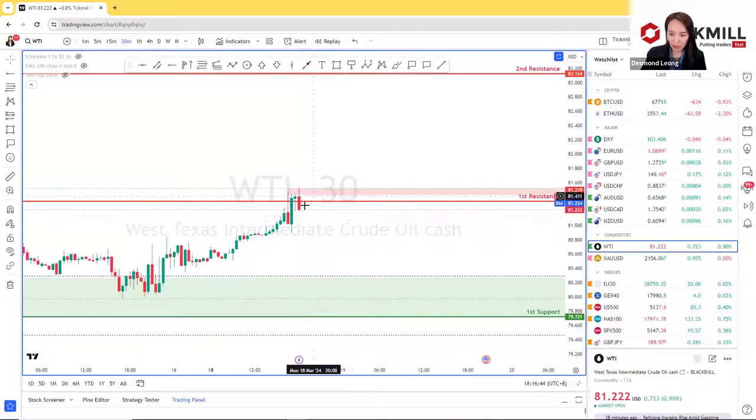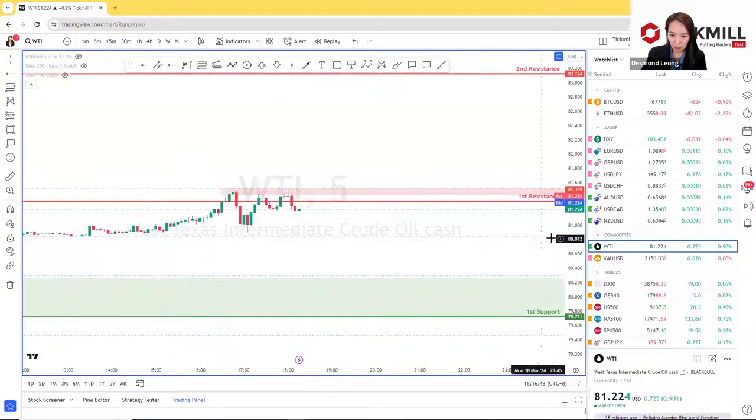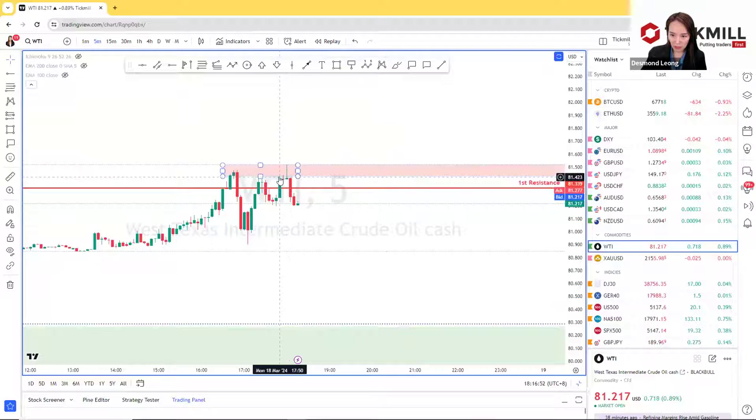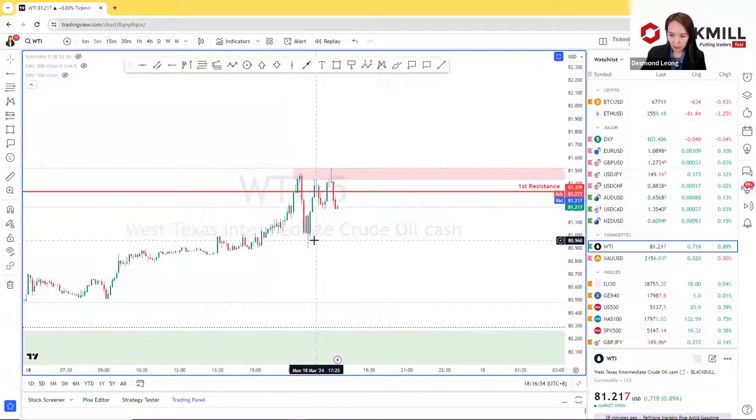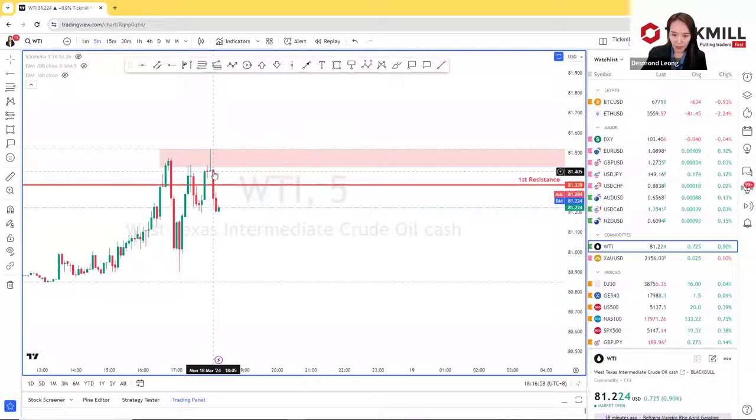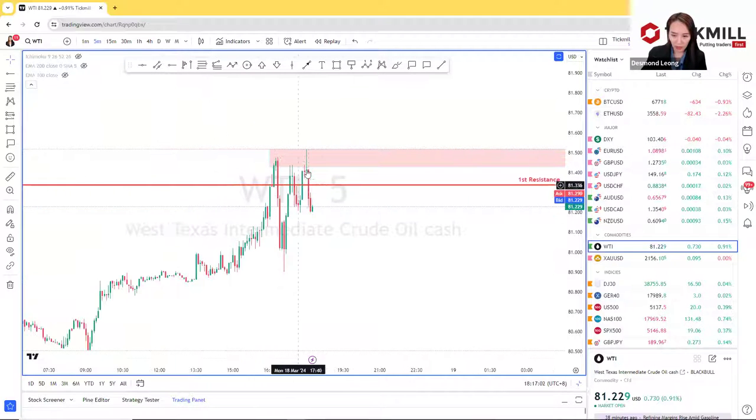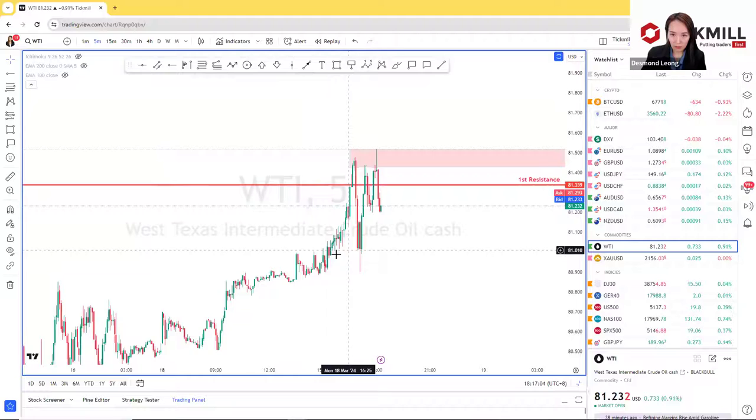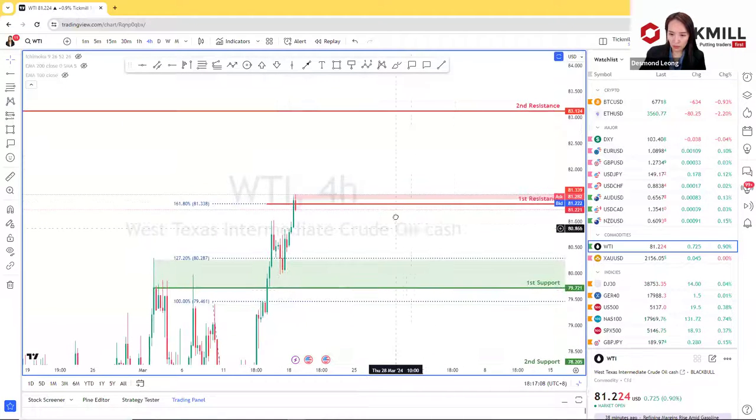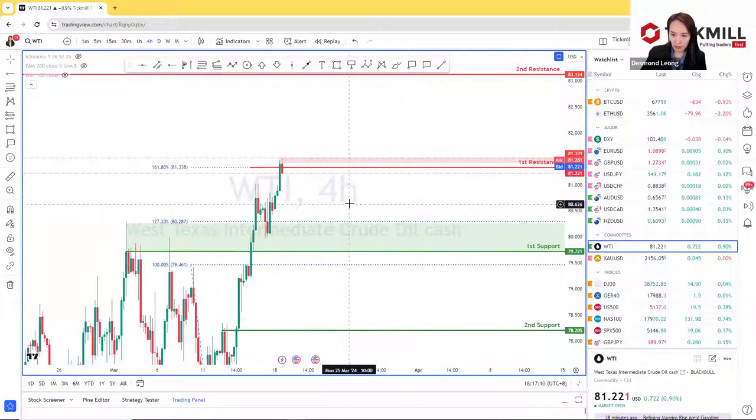M30 still hasn't closed yet, but even if you go to M5, you can see the price action right here. Price action, price action. As long as the price body cannot close above this area, price will fall from this level. But how far it can fall, we don't know. We just trade based on whatever we can see right here.